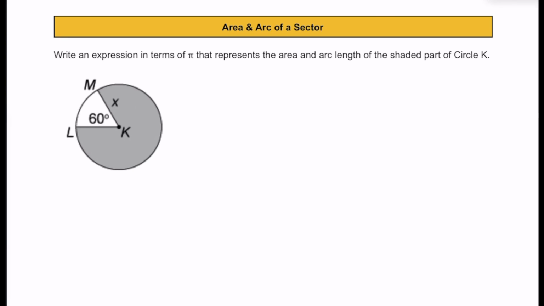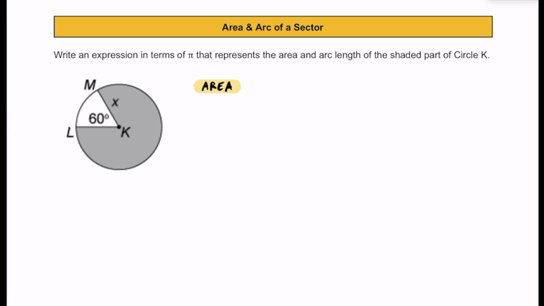Let's practice writing expressions to represent the area of a sector as well as an arc length of a particular sector. All right, so I'm going to go ahead and start with the area. We're going to be finding the area of the sector that is shaded over here. That's going to be this entire piece right over here. So it's going to be most of the area of the circle.